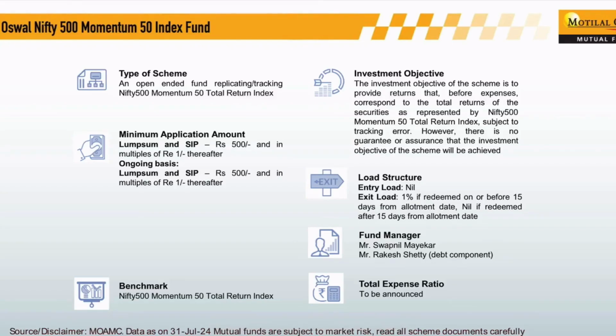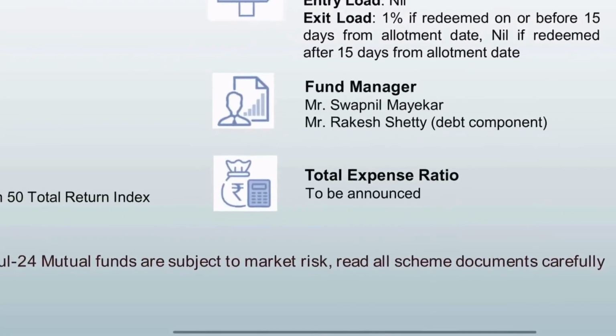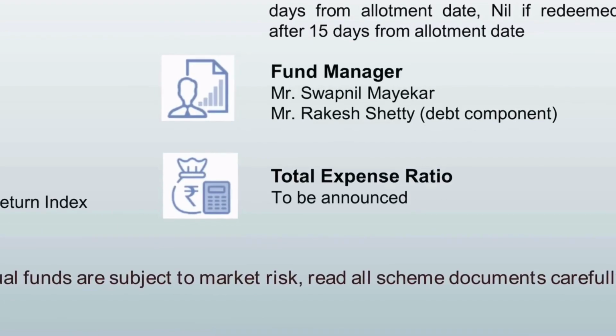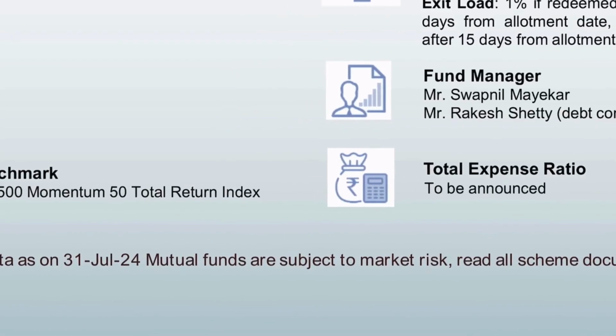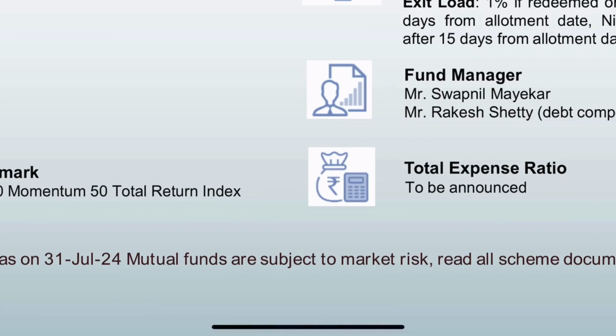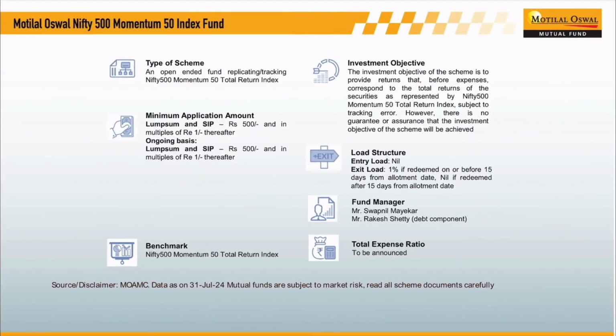Now let us check the basic details of Motilal Oswal Nifty 500 Momentum 50 Index Fund. The fund managers of this fund are Swapnil Mayekar and Rakesh Shetty. Total expense ratio is yet to be announced. For direct mode of investment, there will be a different expense ratio, and for regular mode, there will be a different expense ratio. And the benchmark is the index itself. This is an index fund, so this fund just tracks the investments of the index. So this is the entire details and explanation for Motilal Oswal Nifty 500 Momentum 50 index fund.